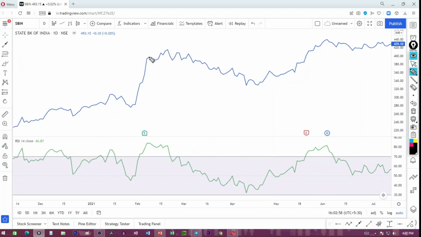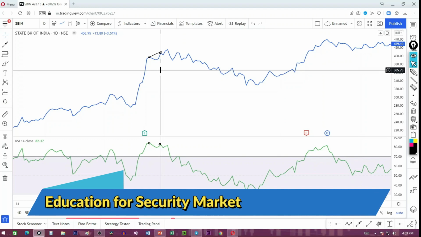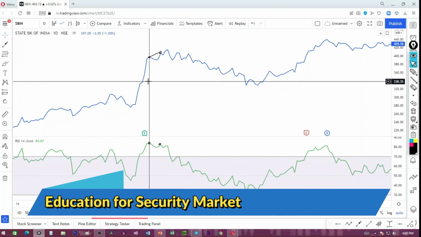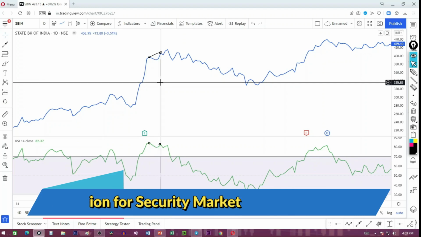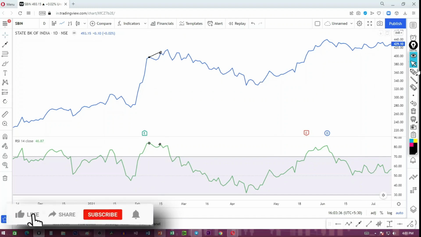In this case, back to back negative classical divergence. Price make higher high. This point is 397.05 and 406.95. Price make higher high, and same time RSI value is 84.07. Sorry, RSI make lower high and price make higher high. So this is another example of classical negative divergence. After that, back to negative classical divergence. Price again make a higher high and RSI make lower high.